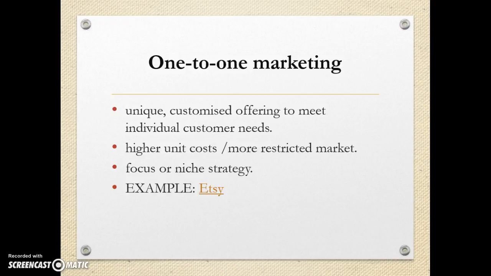One-to-one marketing: a unique customized offering to meet individual customer needs, usually involves higher unit costs because you're not getting economies of scale, a more restricted market, and a focus on niche strategy. An example, Etsy. There's a web link there to Etsy. If that doesn't work, just Google Etsy and you'll see what it's all about.